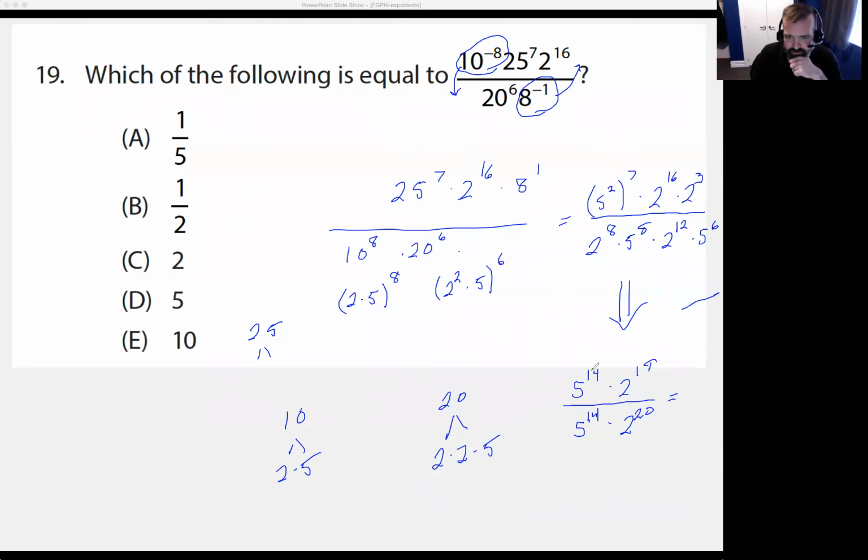All right, so the 5 to the 14s cancel out. 19 2s cancel out, leaving me with a 1 up here and a 2 down here, leaving me with which answer overall? Hey, 1/2, also known as B. Excellent. All right, so when in doubt, break it out.